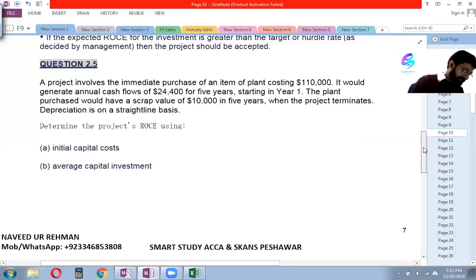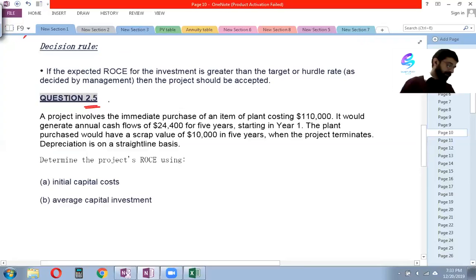Question 2.5: a project involves the immediate purchase of an item of plant costing 110,000. So what is this? This is your initial investment. The project is actually the investment, and that's how much you invest. It would generate annual cash flows.